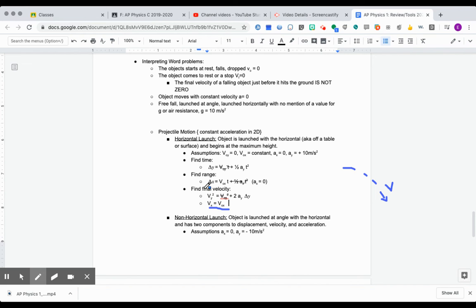In the y direction, however, there will be a change in the velocity. We have to calculate it. So the final component of the velocity in the y will be equal to initial velocity in the y squared, which we know is 0, so that whole quantity cancels out, plus 2 times positive 10 meters per second squared times the height, the starting height. Once we find the x and the y components, we can use Pythagorean theorem to find the magnitude of the velocity if we are asked for it.